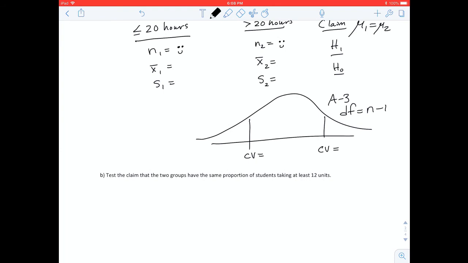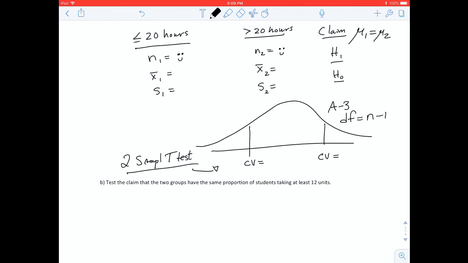And then you could do the 2 sample t-test. And then that would give you the test statistic. And like with the other ones, you show where it falls in the picture, and based on that, write a conclusion. So since this is part B, we're using the same 2 groups. So you would just copy and paste this information.